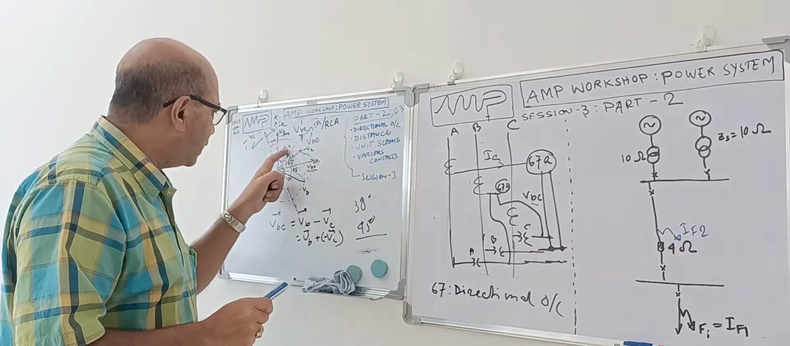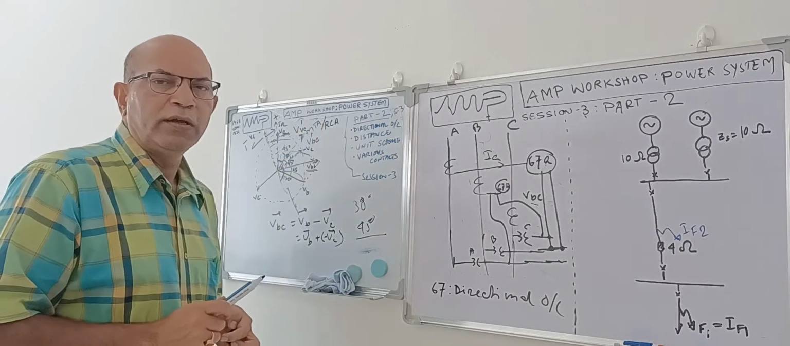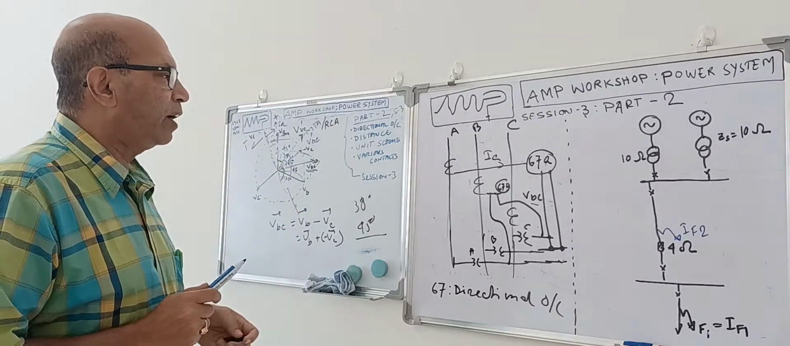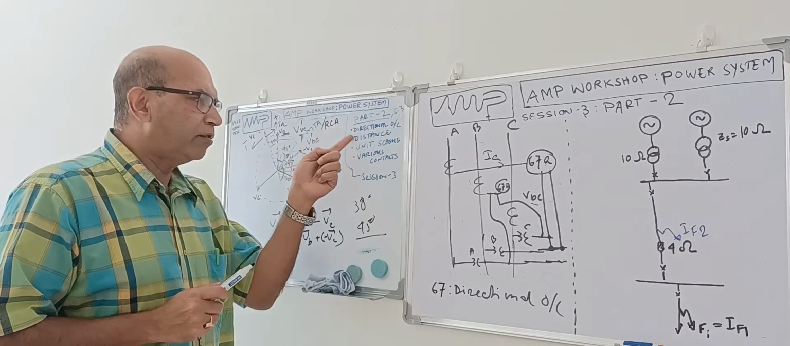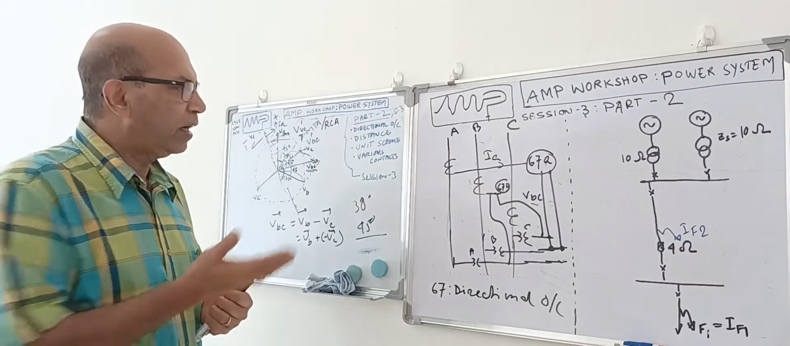So by selecting the impedance of the line, the current can be decided. Accordingly, it will be looking forward towards the source side. So this is, in brief, the directional overcurrent relay. How does it work? The characteristic of the directional overcurrent relay is similar to that of the overcurrent relay. It has a different characteristic.